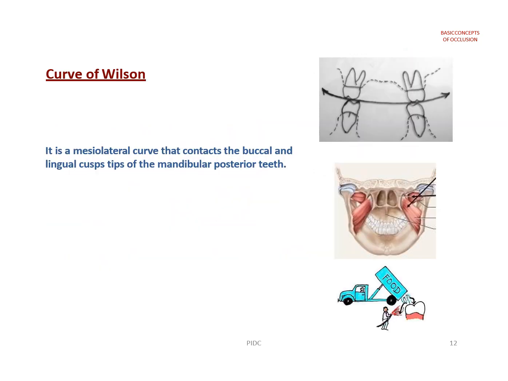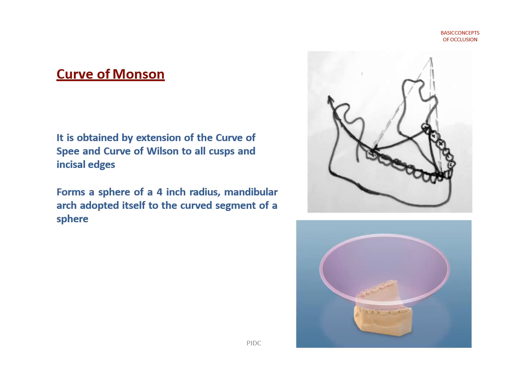Now there is one more curve called the curve of Wilson, which is a mesiolateral or mediolateral curve, that contacts the buccal and lingual cusp tips of your mandibular posterior teeth, right? Simple. Okay, moving on. Curve of Monson, right? It is also called a spherical curve, a curve which is a combination of the curve of Spee and curve of Wilson. Hence the name curve of Monson.